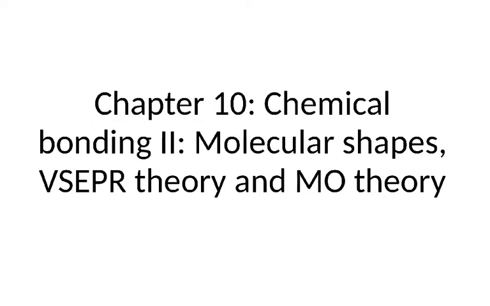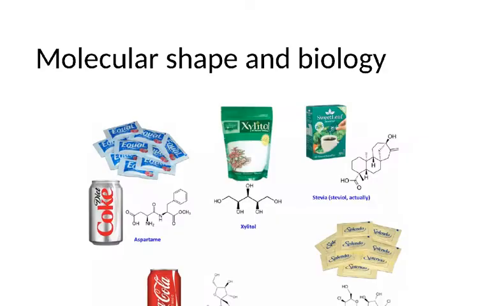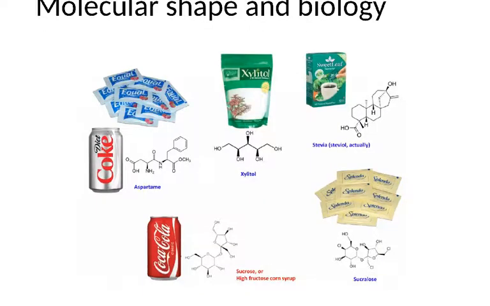Chapter 10 is also on chemical bonding. We're going to cover molecular shapes, VSEPR theory, and molecular orbital theory. So Lewis theory taught us about how atoms are connected together, why bonds form, that sort of thing, but it doesn't tell us much about the three-dimensional shape. And three-dimensional shape is essential to understanding biology along with chemistry.